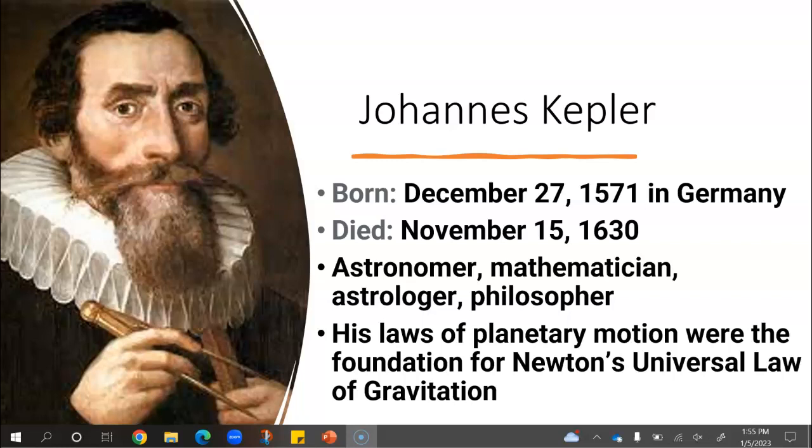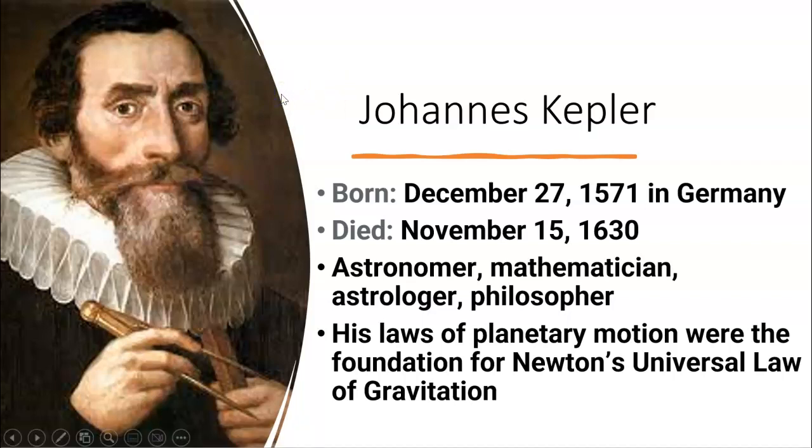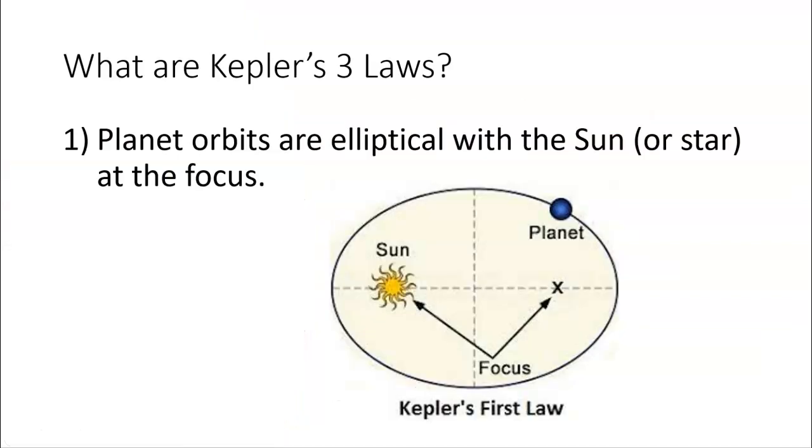So Kepler's laws are named after Johannes Kepler, born in Germany. He did a lot of things and pretty much laid the groundwork for a lot of astronomy, and for Newton to come along and make his universal gravitation laws. So what are Kepler's three laws? There are three of them.